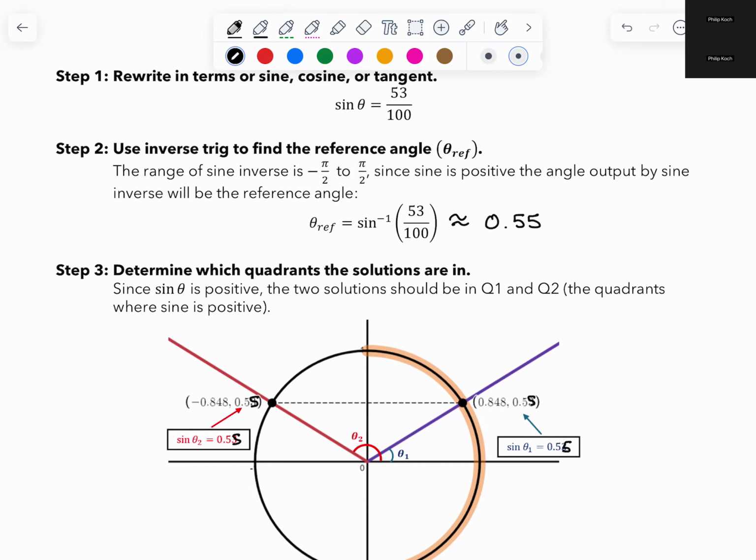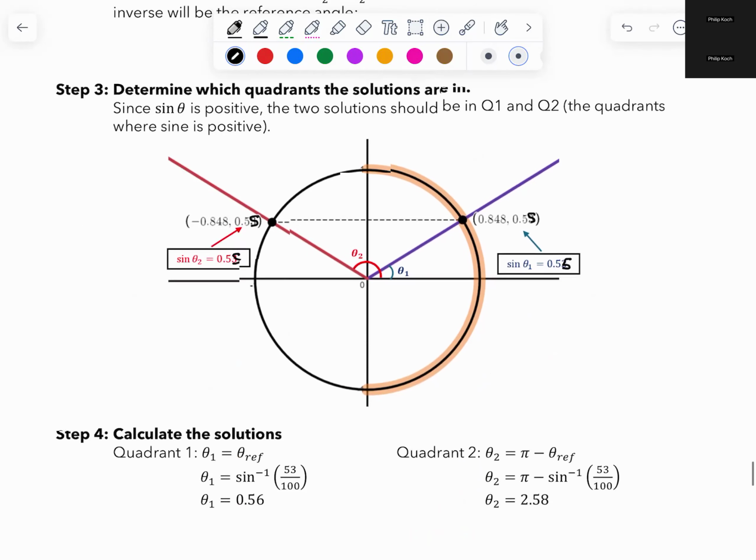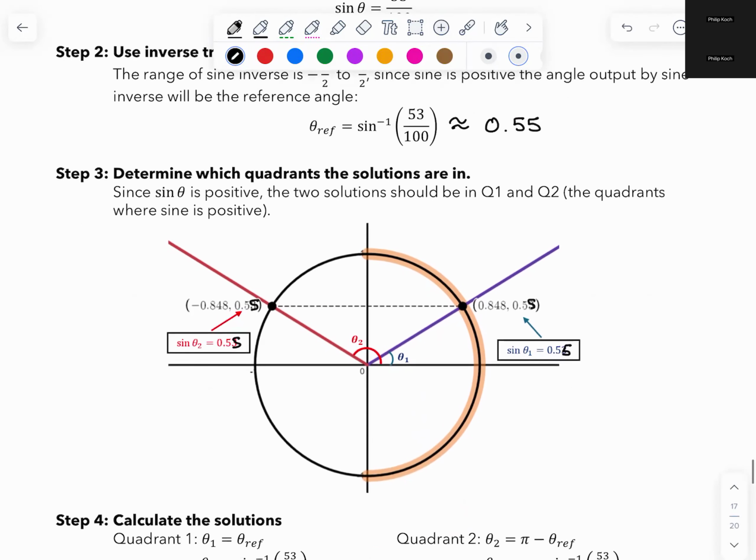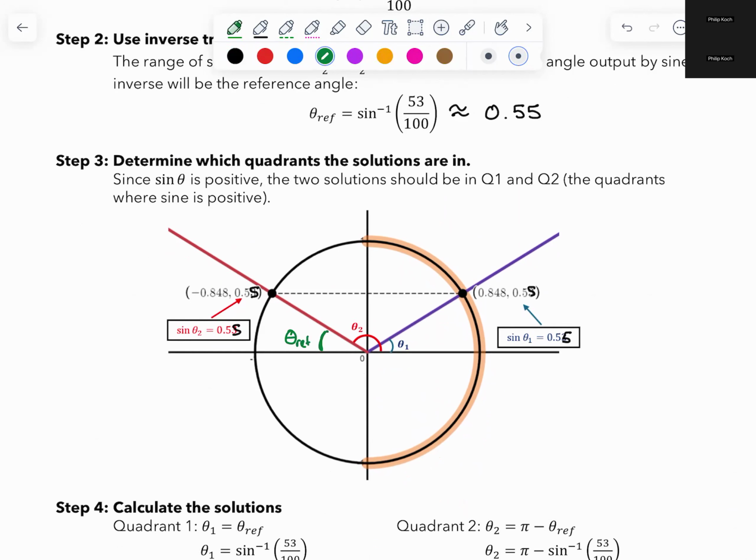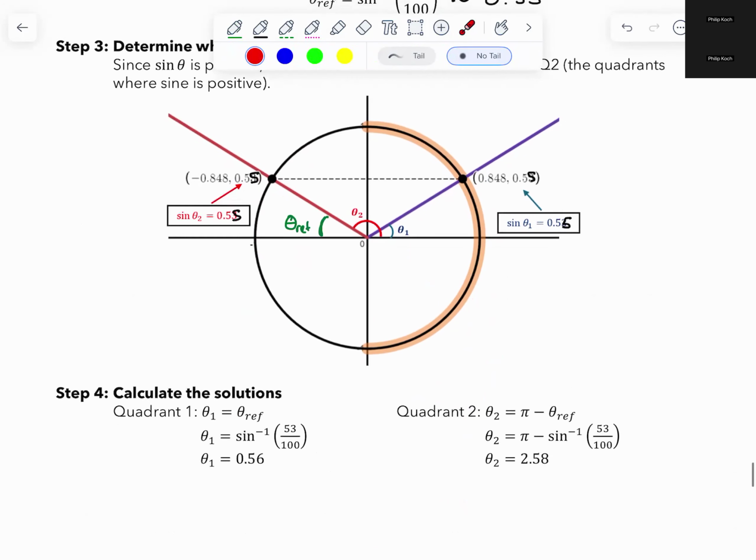How do we do it? Theta sub 1 is just equal to theta reference. But theta 2 has this angle right here, which is theta sub reference. To find theta sub 2, I have a full pi, and I want to take off that theta reference. So I do pi minus that theta reference, which gives me the theta values: 0.55 and approximately 2.59.